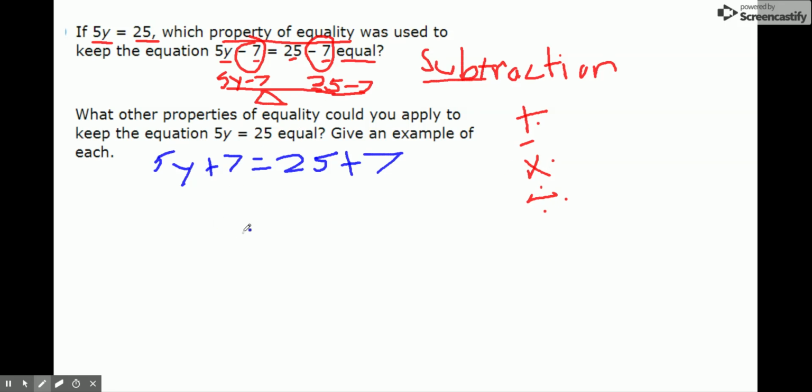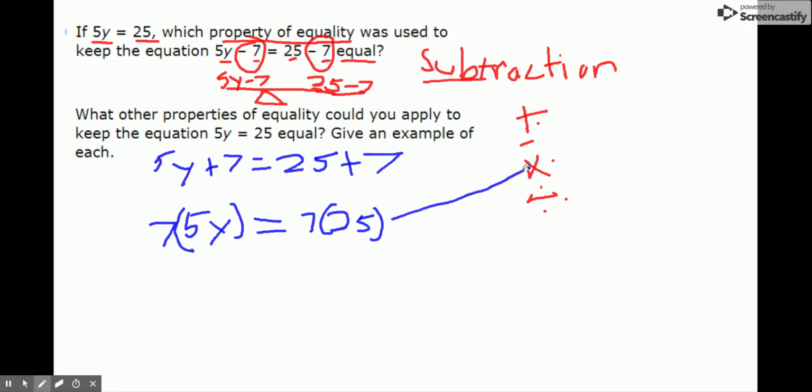And then next I need to multiply. So I could say 5y, and I would just put this in parentheses and say, okay, this can be 5y, we'll say times 7, would equal 25. And again, just multiply it by 7. So I multiply by 7 here, multiply by 7 here. So this is the multiplication property of equality. This one's going to be your addition. The subtraction one was up here. And we're left with one more, division.